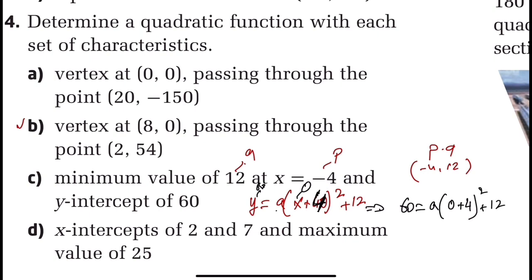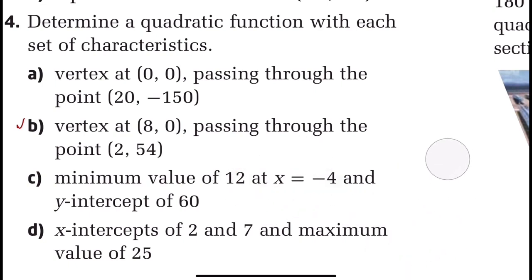So it will give you 48 equals 16a. That means a is equal to 3. And from there you can write your final equation as y equals 3 times (x plus 4) squared plus 12. Okay, good. So we did A, we did B, we did C. You can do D, it's the same thing, it's just easy stuff.